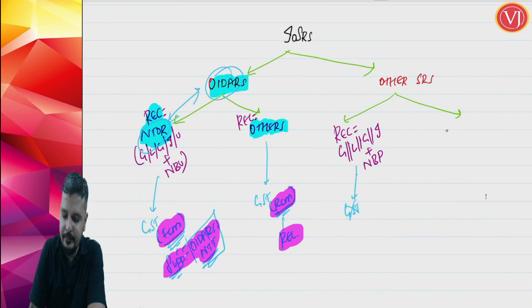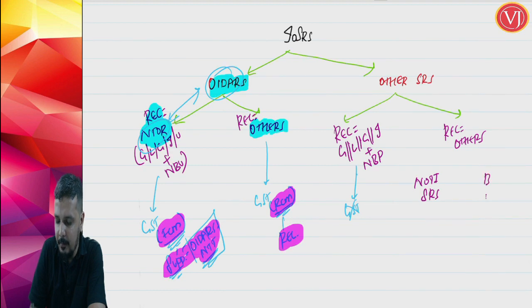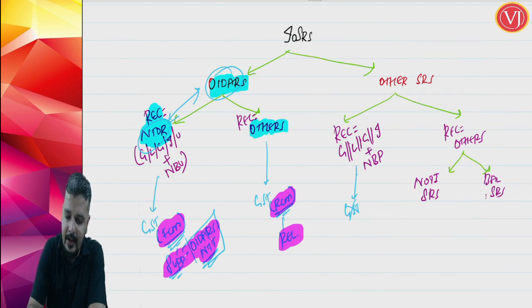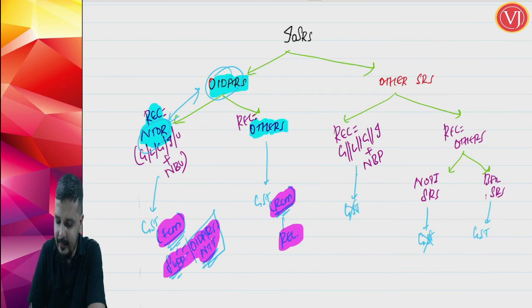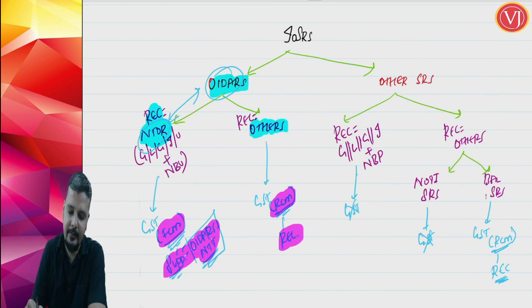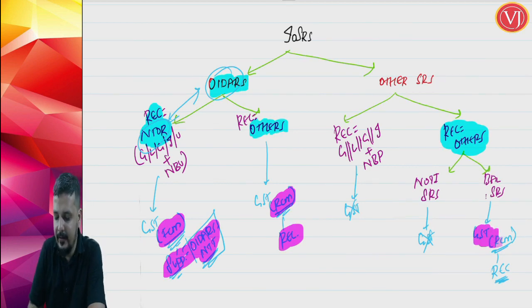Other services, other categories. If the recipient is others, then don't worry. Even if the recipient is others, there are a few notified services which are exempt. Balance services are taxable. There are still a few notified services which are exempt. Only and only balance services are taxable under reverse charge mechanism, where your recipient will pay the tax. So only in a scenario where your recipient is others category, and you're talking about other than notified services, only then GST is there under reverse charge mechanism.